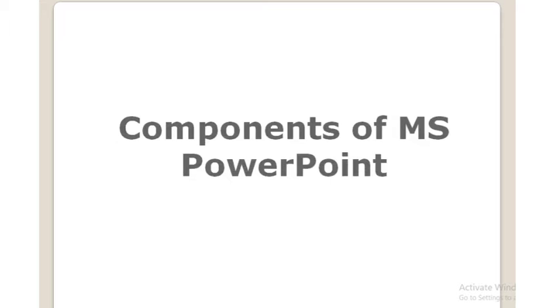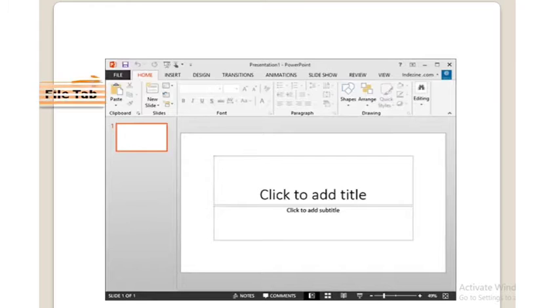Next we'll learn about the components of Microsoft PowerPoint. First we'll discuss the first component of Microsoft PowerPoint, that is the File tab. The File tab is used to create, save, close and print a presentation. It is also used to open a saved presentation.